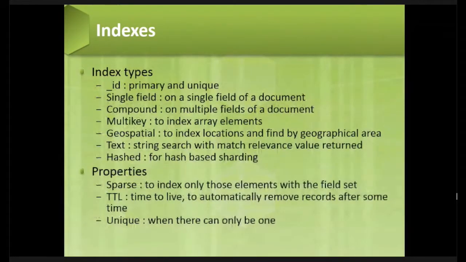What types of indexes does MongoDB handle? Well, there's obviously the primary index on the ID, and that's primary and unique. There are single field indexes, which as the name implies only cover a single field. There are compound indexes that have multiple fields. There are multikey indexes to index array elements. There are geospatial indexes to index locations, and text indexes to have match and relevance with string queries. A hash index, which is beyond the scope of this presentation, is for sharding. Sharding is a mechanism to divide data among multiple servers, and it will not be covered here.